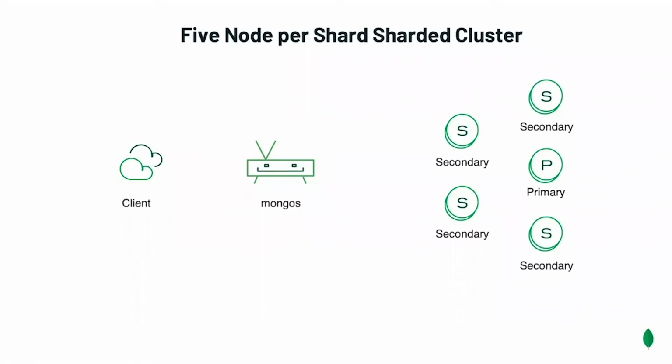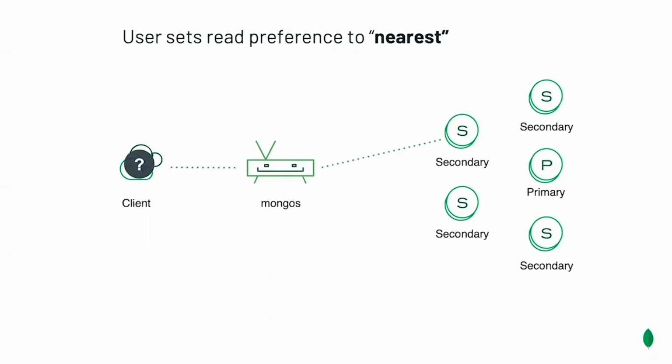In a sharded cluster, we typically have a client, a MongoS, and a few replica set shards. The client sends a query to the MongoS, which in turn routes the request to the appropriate node in each shard. In this demonstration, we'll be looking at a sharded cluster where each shard has 5 members, a primary and 4 secondaries. When a user selects read preference nearest, they're indicating that they want the lowest latency available.